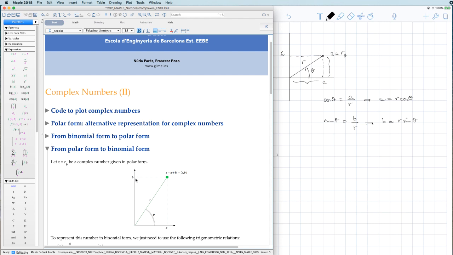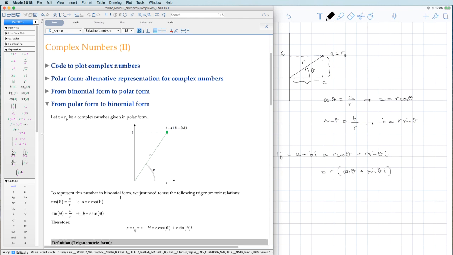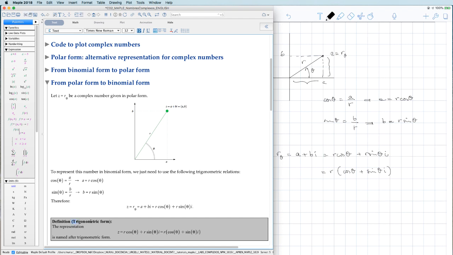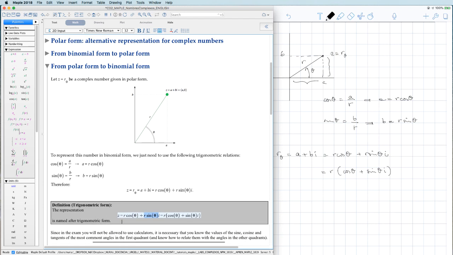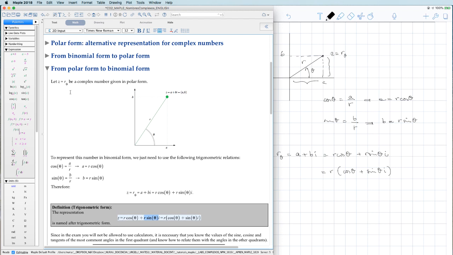So if I have a number r theta, and I want to convert it to a plus bi, this is going to be r cosine theta plus r sine theta i, or what is the same, r times cosine theta plus sine theta i. So this is the trigonometric form. A number z of which we know r and theta can be expressed as r cosine theta, the real part, r sine theta, the imaginary part, times i. Okay? So once we know r and theta, this is very easy.